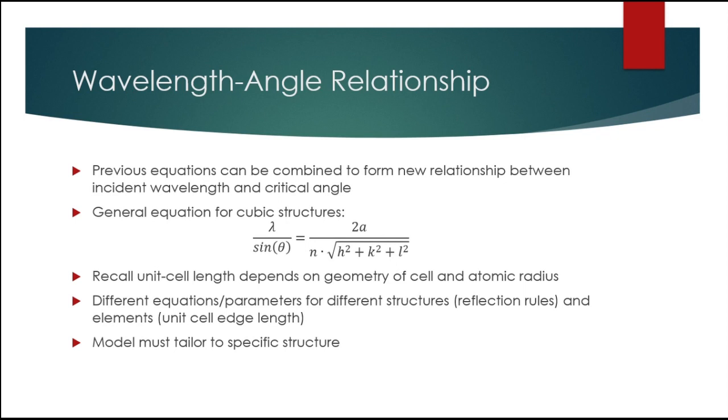The general equation for the cubic structures is shown below with the terminology I've described previously. What this effectively does is that if given one, or if controlling for one, that is to say the incident wavelength or the angle, we can actually find what the other must be in order for constructive interference to be read. However, recall that unit cell length and the parameters of the planes are dependent on the geometry of the cell and the atomic radius. And the reflection rules are something else which also have to be taken into consideration. Because of this, these factors must be included within specific structures, that is to say the simple cubic structure itself, the face-centered cubic structure, or the body-centered cubic structure, in order to be able to describe these properly. However, as part of my project, I have actually determined these models, which I will present now.